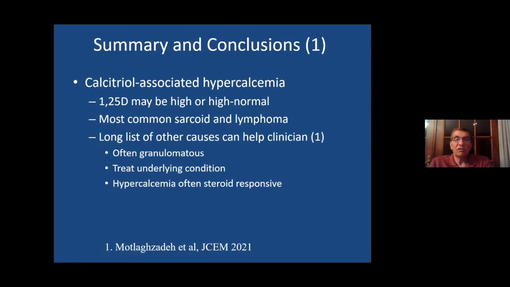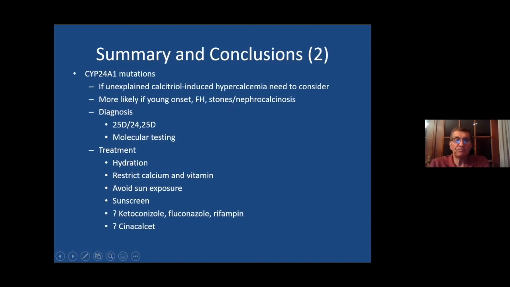And so I'll just summarize. Calcitriol associated hypercalcemia, the 125D is high or typically high normal. Most common is sarcoid and lymphoma. There's a long list of other disorders, and you can look at these lists that are published to help you if you have a difficult case. They're often granulomatous. I think primarily treat the underlying condition, and the hypercalcemia is often steroid responsive.